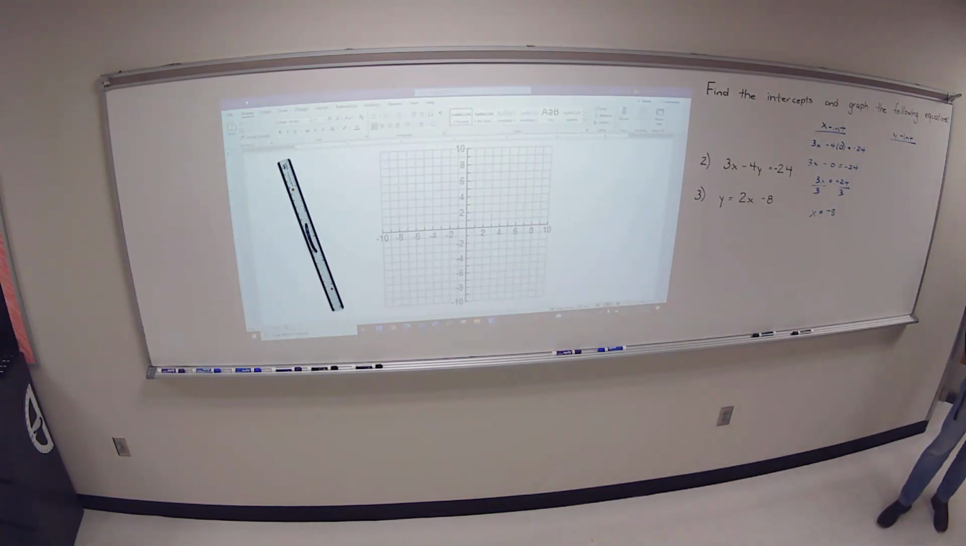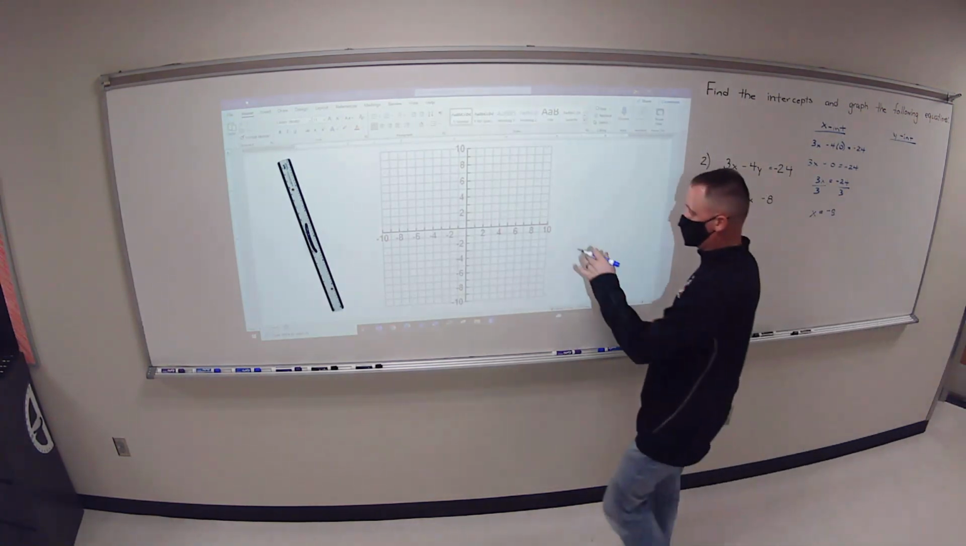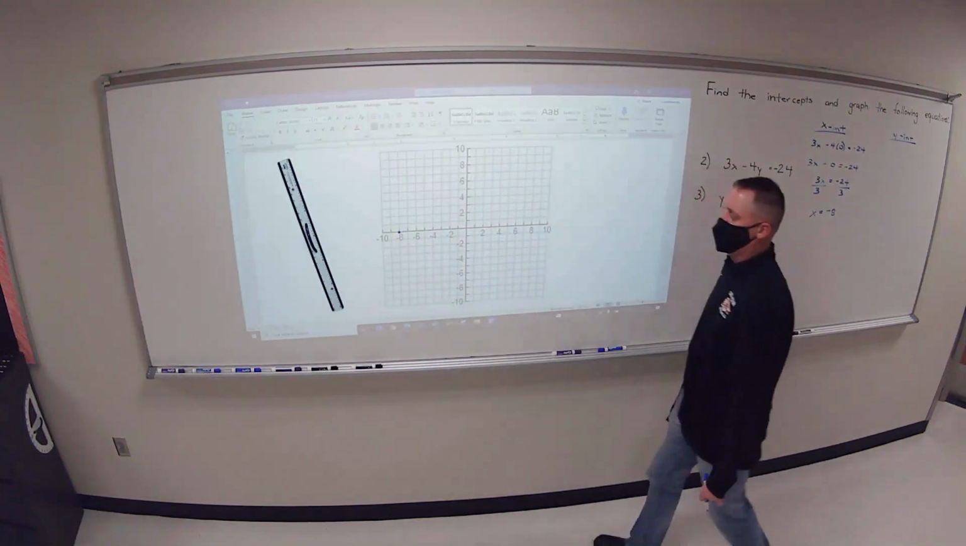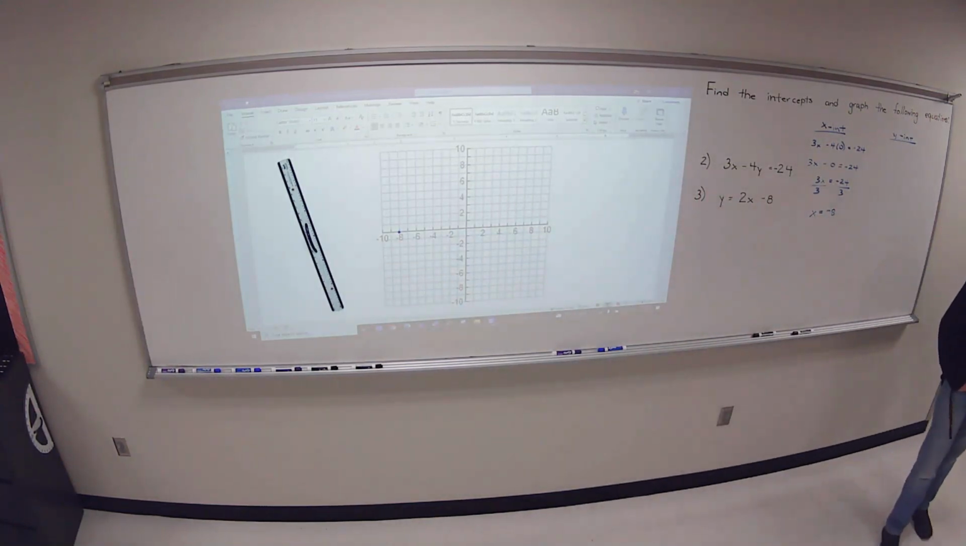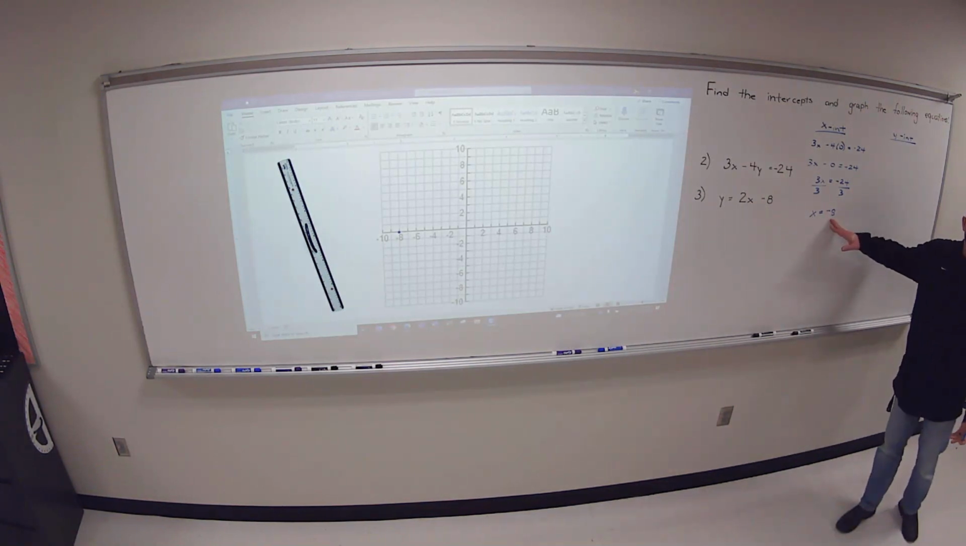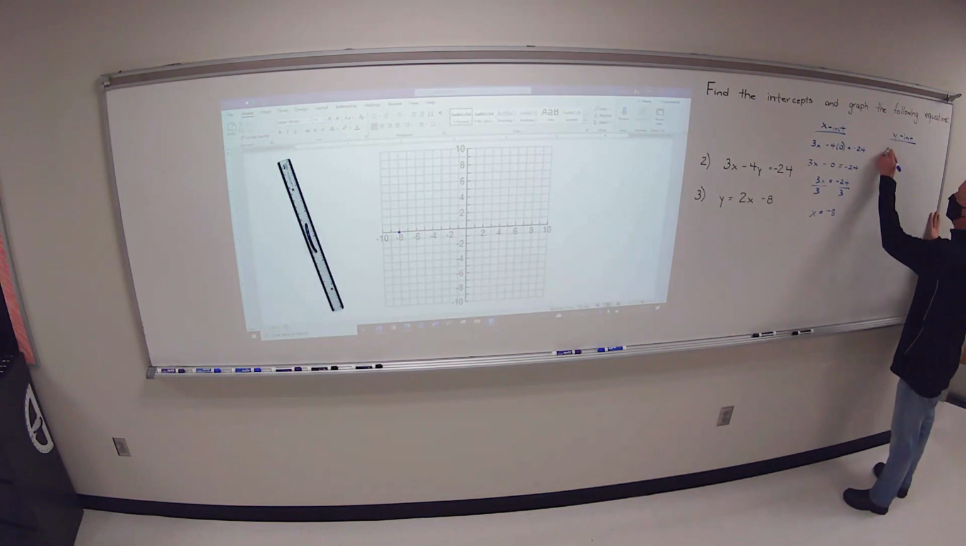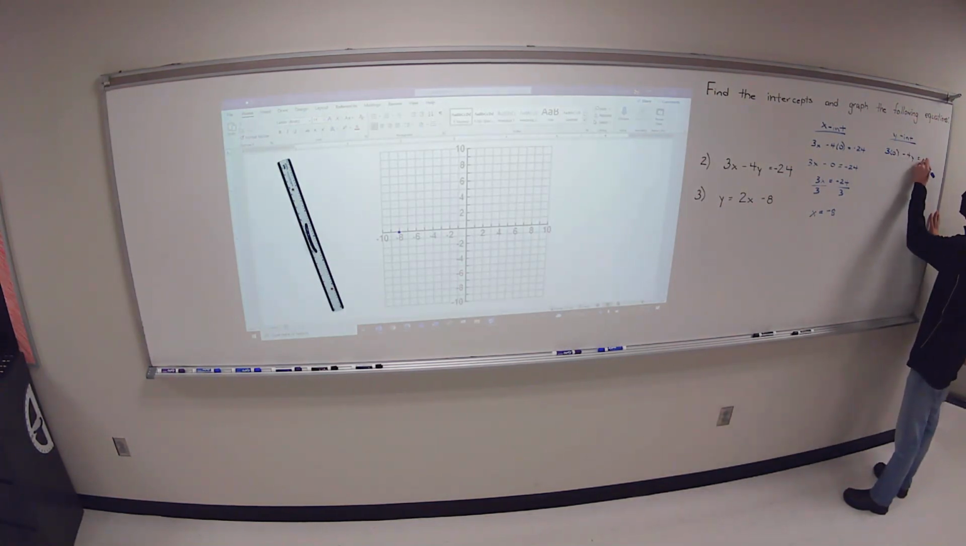What ordered pair is that? Negative 8, 0. Because on the x-axis, we graph that value of negative 8. Because remember, that's all the x-axis is, it's a number line. So you're graphing that value on your number line, negative 8 comma 0. Okay, what do we do to find y? Let x be equal to 0. So 3 times 0 minus 4y is equal to a negative 24.